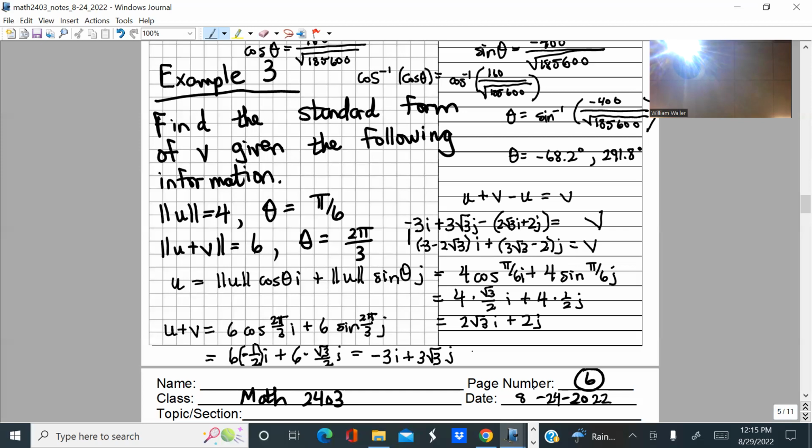That's it. In exact form, that's what the vector v looks like. Now, if for some reason you need a decimal approximation, you'll have to use your calculator to figure out a decimal approximation for the square root of 3, so that you can get a decimal approximation. But otherwise, no need to do that. Just leave our answer there in exact form.